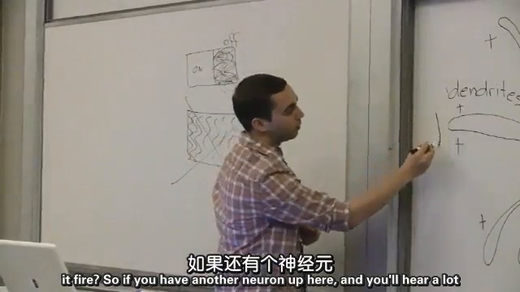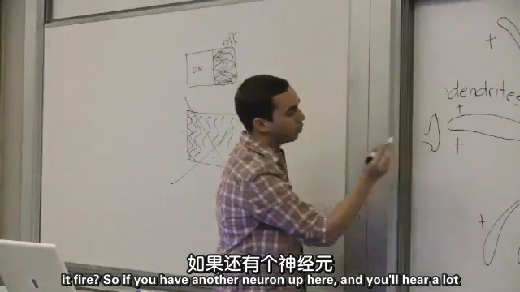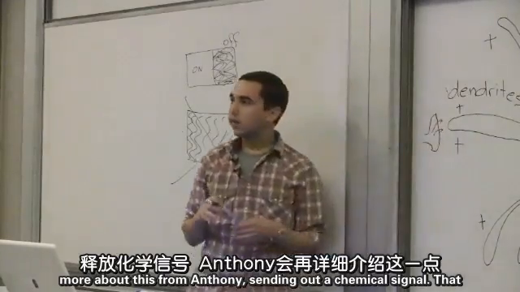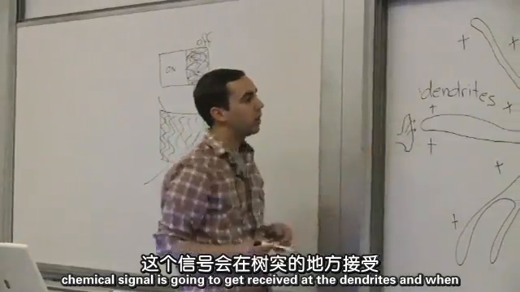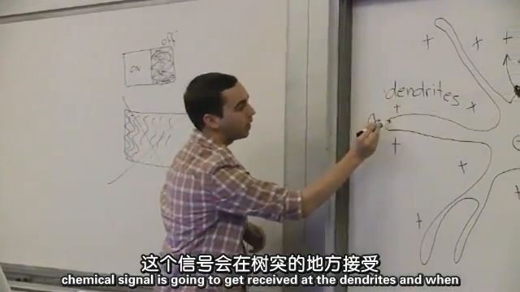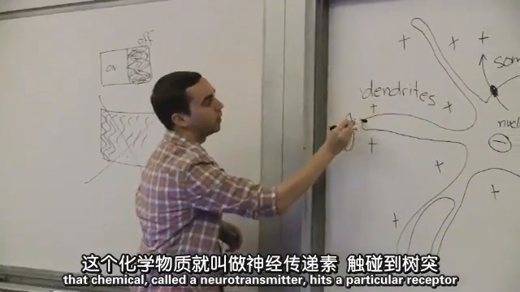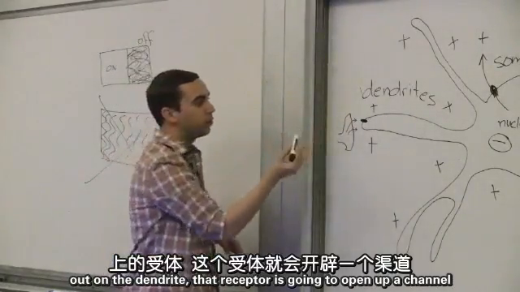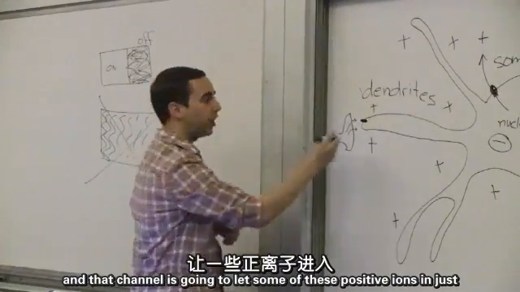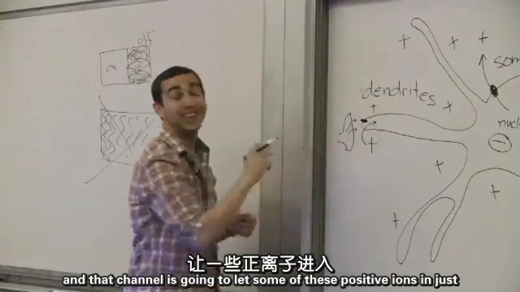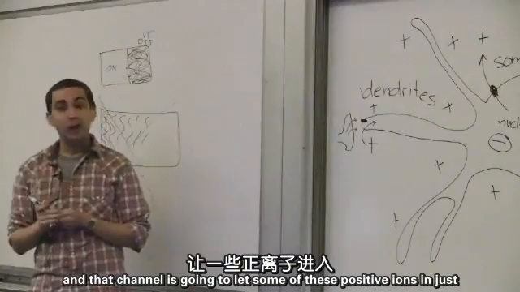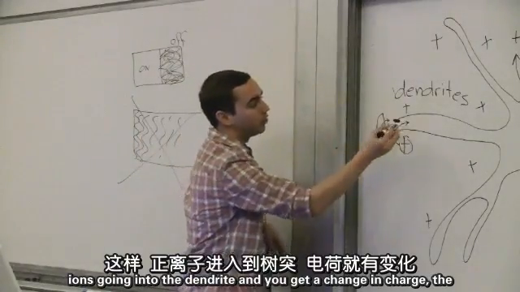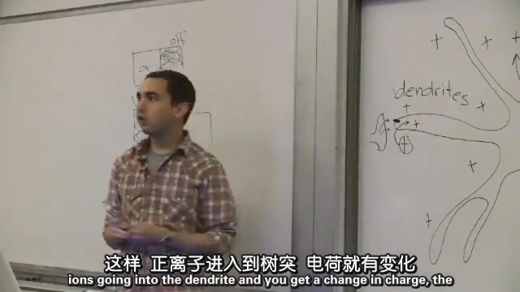If you have another neuron up here, and you'll hear a lot more about this from Anthony, sending out a chemical signal, that chemical signal is going to get received at the dendrites. And when that chemical, called a neurotransmitter, hits a particular receptor out on the dendrite, that receptor is going to open up a channel. And that channel is going to let some of these positive ions in, just like receiving email, it's receiving a signal. So you get these positive ions going into the dendrite, and you get a change in charge.